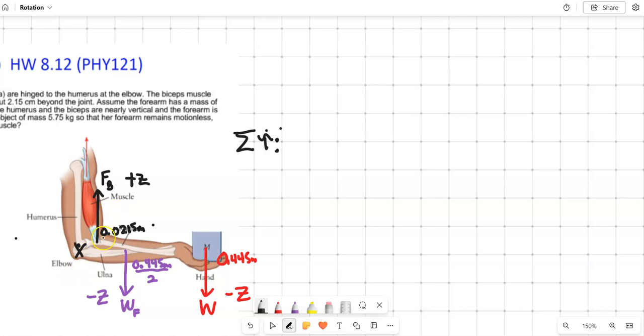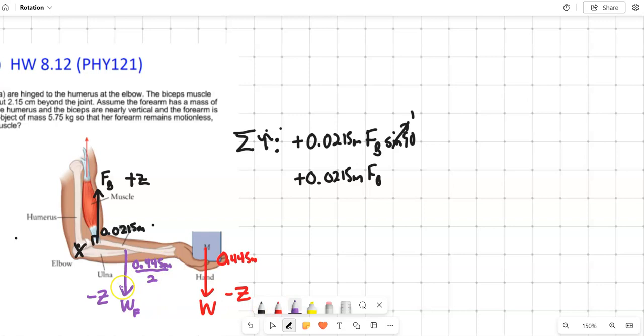So starting here with the bicep force, it's going to be a positive Z, 0.0215 meters away from the pivot point, times F sub B, and that's at 90 degrees angle. I'll write sine of 90 degrees. So again, that's just equal to 1. So that torque is 0.0215 meters times the bicep force.